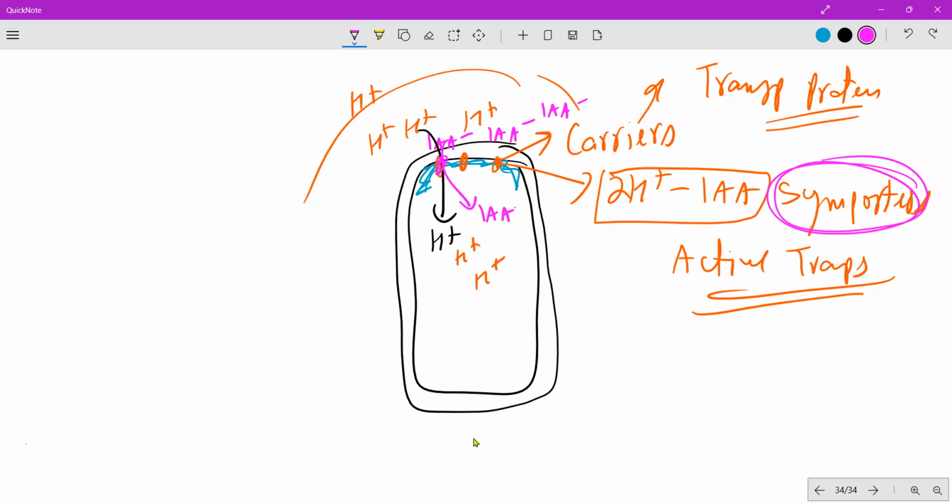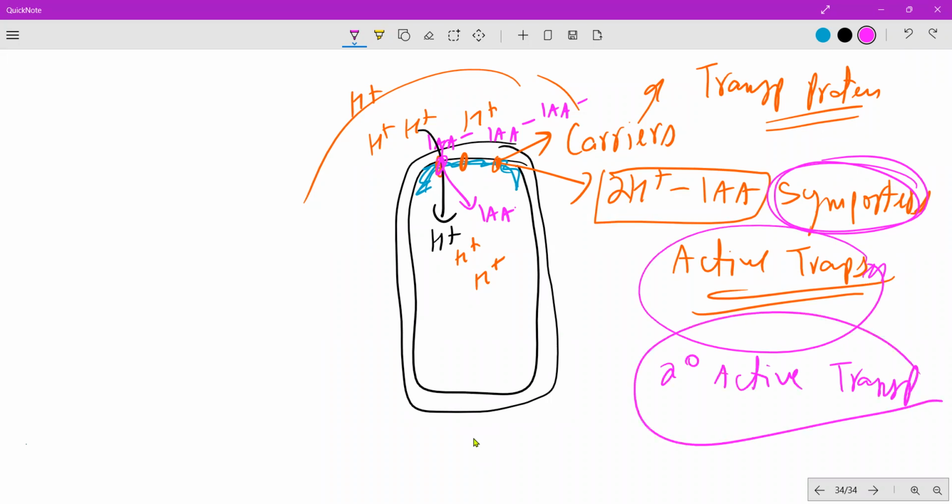So what is involved in the influx of auxin? It is an active transport, and we call it secondary active transport, क्योंकि ATP is not directly used. What is used is a proton gradient. अगर यहाँ पे ATP use हो रहा होता transport के लिए, that becomes primary active transport.